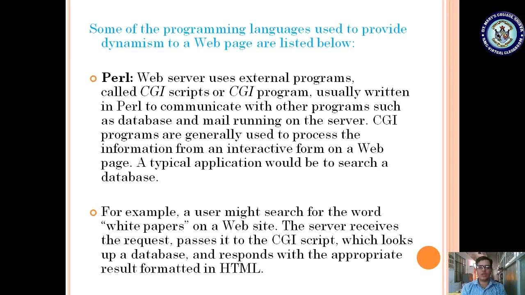As we are learning, a database is a collection of related data. For example, a user might search for the word white papers on a website. If any user is searching for a word on a website, the server receives the request and passes it to the CGI script, which looks up a database and responds with the appropriate result formatted in HTML.